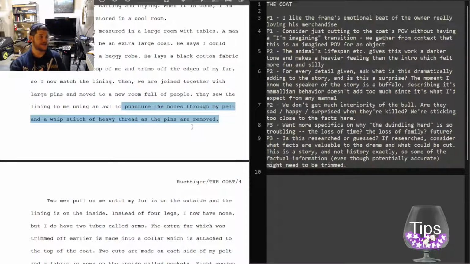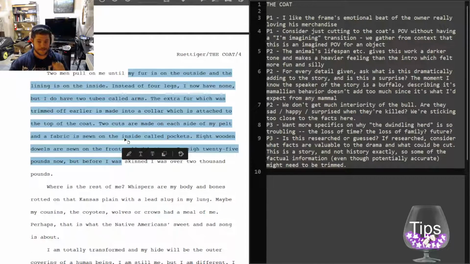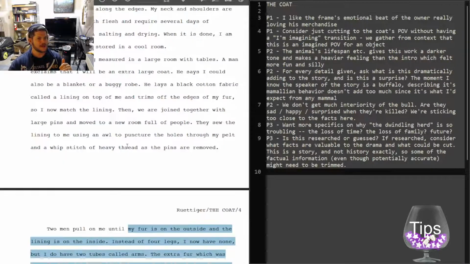Like I could guess that a lot of this stuff happened. That fur was turned into a coat, that in order to sew it into a coat, it had to get trimmed. But we're 4 pages in. The coat does not exist yet, right? We're still in the transition from animal to coat.